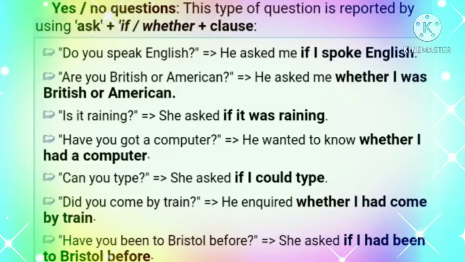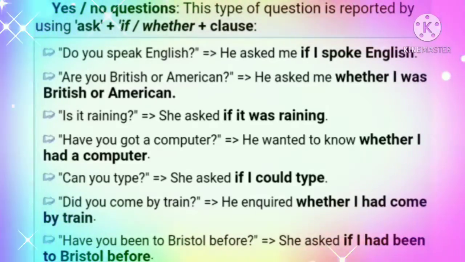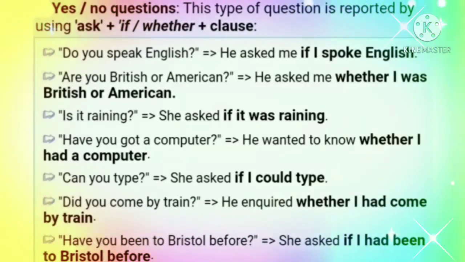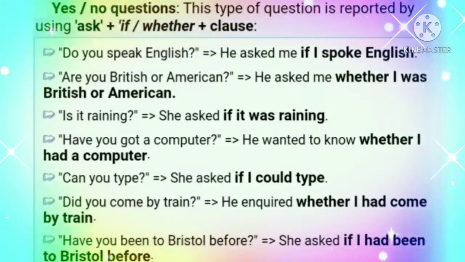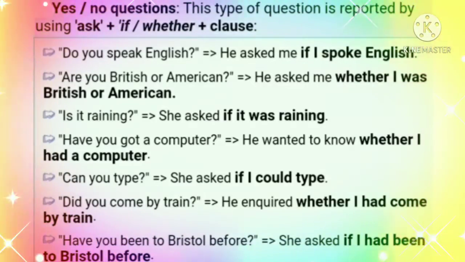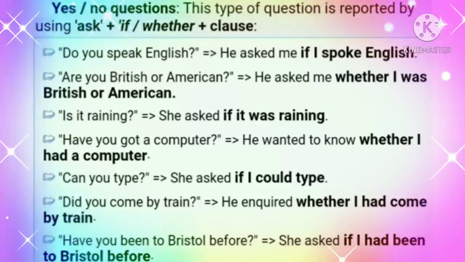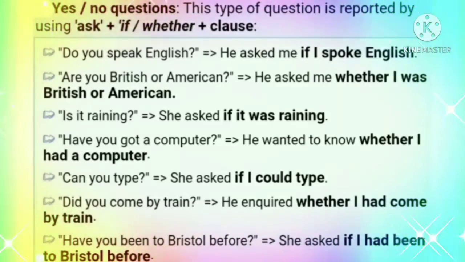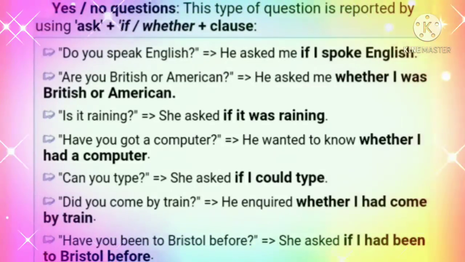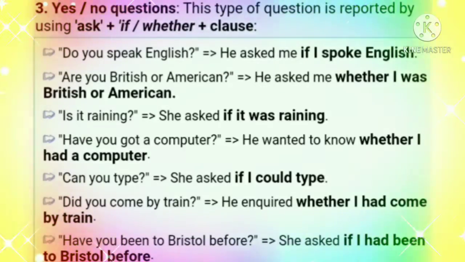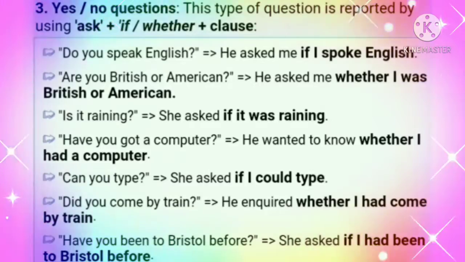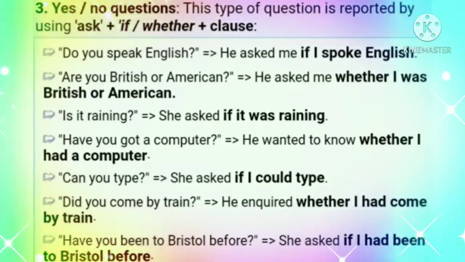Have you got a computer? He wanted to know whether I had a computer. Okay, let's see the last question. Have you been to Bristol before? He asked if I had been to Bristol before. So it depends on the type of or the tense we have in the sentence. Okay, يعني هنا إذا عنا present simple يولي past simple, past simple يولي past perfect, past perfect يبقى past perfect. هادو كامل شفناه. عاودوا ريفيزيو الدرس تاعكم.